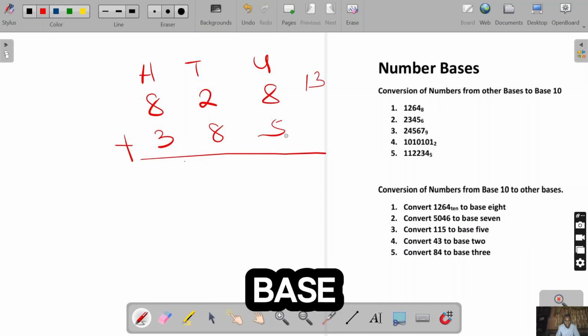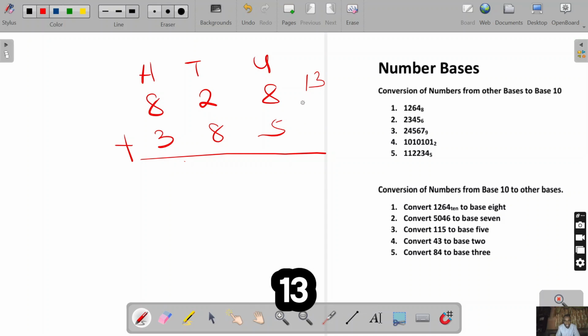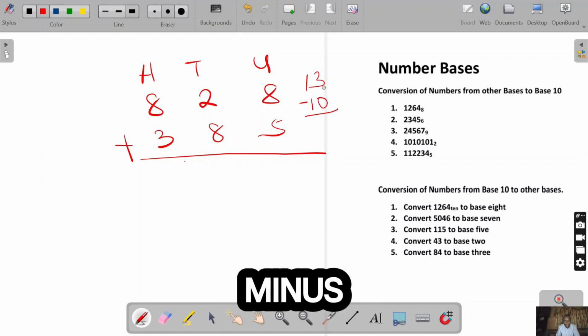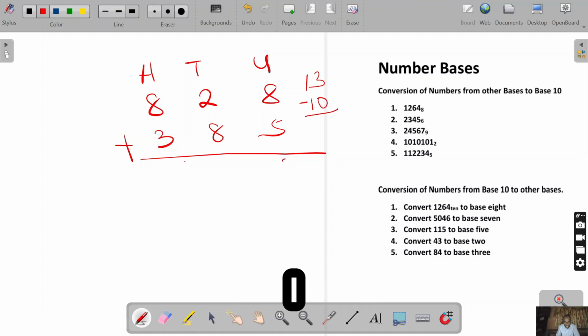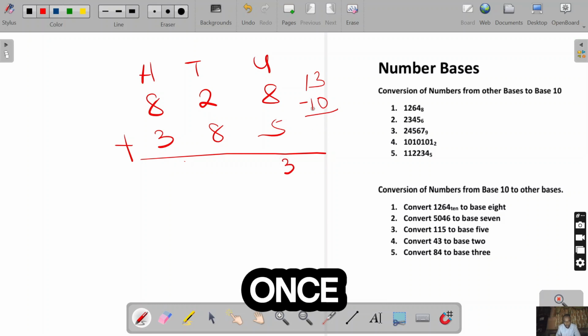Because we are working in base 10. That's what it means. Because we are working in base 10, and I got 13, I have to deduct a 10 from this. So 13 minus 10 is 3. So I write 3. Because I deducted 10 just once, and the number I got is above my number base 10, I'm going to carry 1. That 1 is to show that I only deducted 10 once.